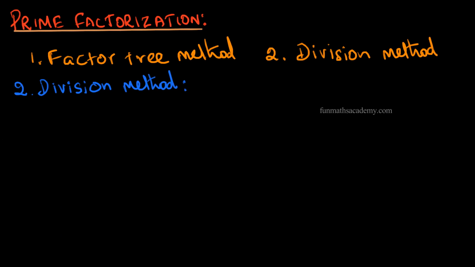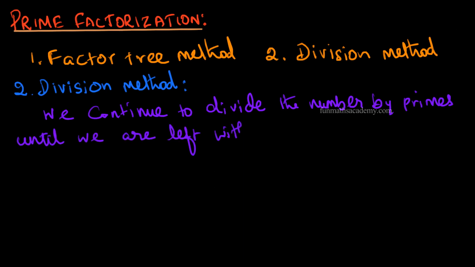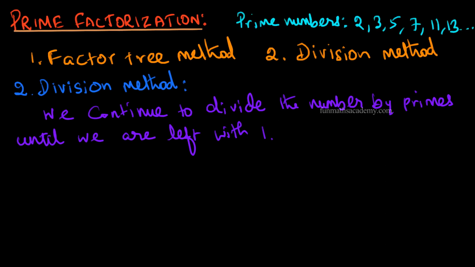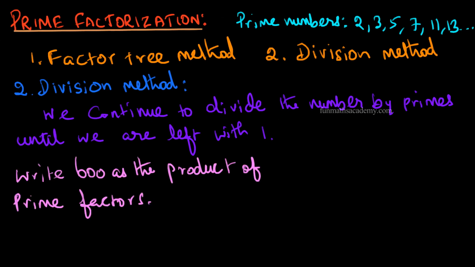Next is division method. This is where we use the divisibility rules. In this method, the given number will be divided in an order by only prime numbers until we get a remainder as 1. Starting from 2, 3, 5 and so on, we divide the given number by prime numbers. For example, let us find the prime factorization of the number 600.